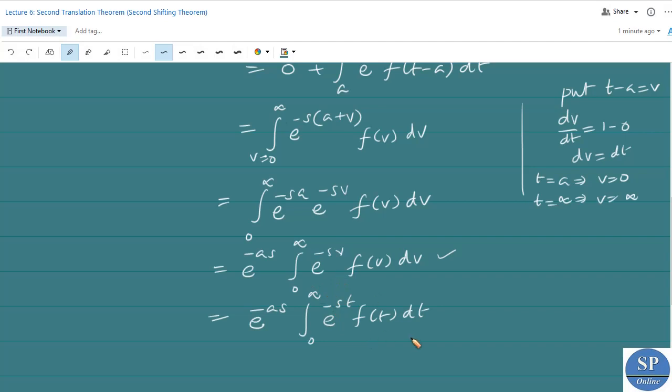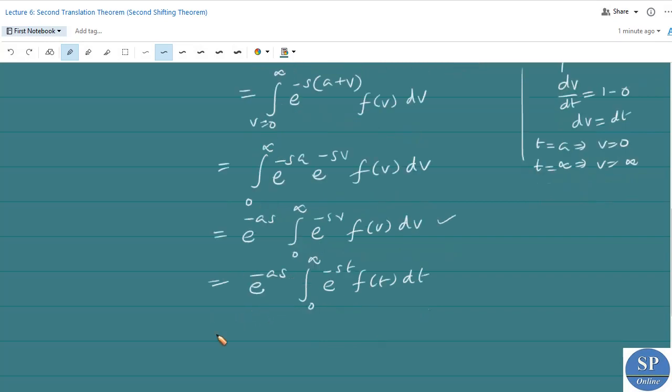The definite integral is independent of the auxiliary variable, so we can write it like this. So we can replace the variable v by t. So this is equal to e^(-as) times F(s). This is the Laplace transform of f(t). So we have the Laplace transform of f(t-a) u(t-a) is nothing but e^(-as) F(s). This is the second shifting theorem or second translation theorem.